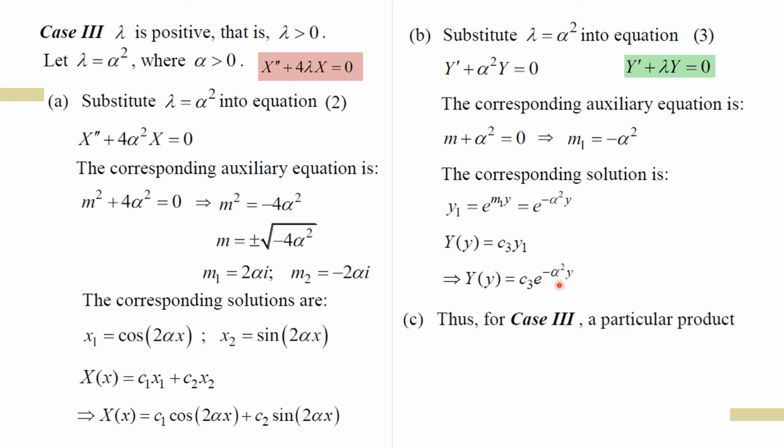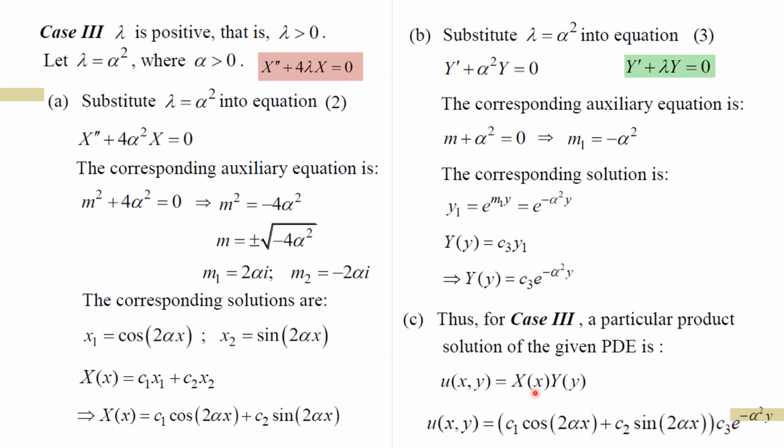Okay. So finally, we are going to form the product solution for case number 3. u of xy is equals to x multiplied by y. Now x in terms of the variable x alone is given by c1 cos 2 alpha x plus c2 sine 2 alpha x, and y as a function of y alone is given by c3 e to the power of negative alpha squared y. Okay, so this is the product solution for the given PDE for case number 3. Okay, so we have seen the result for the product solutions for the 3 different cases in solving the given PDE.